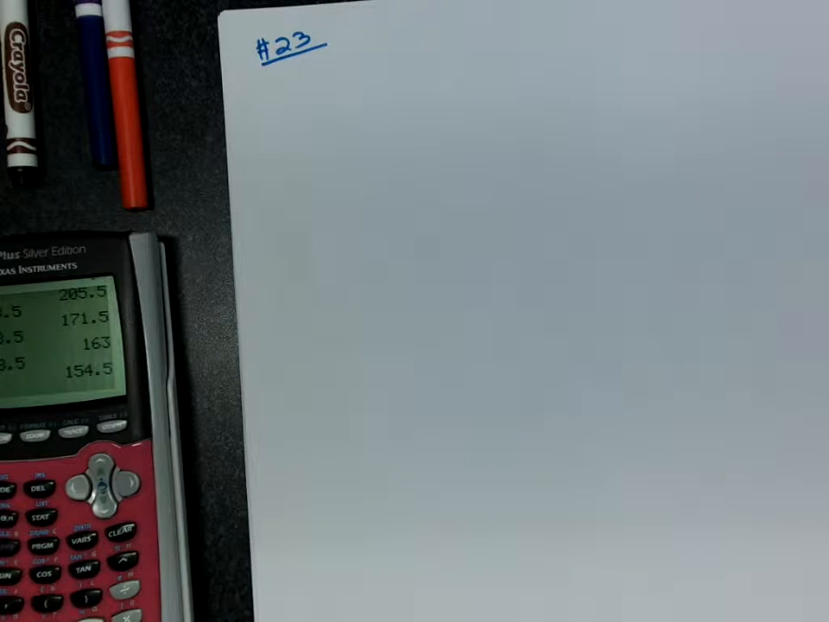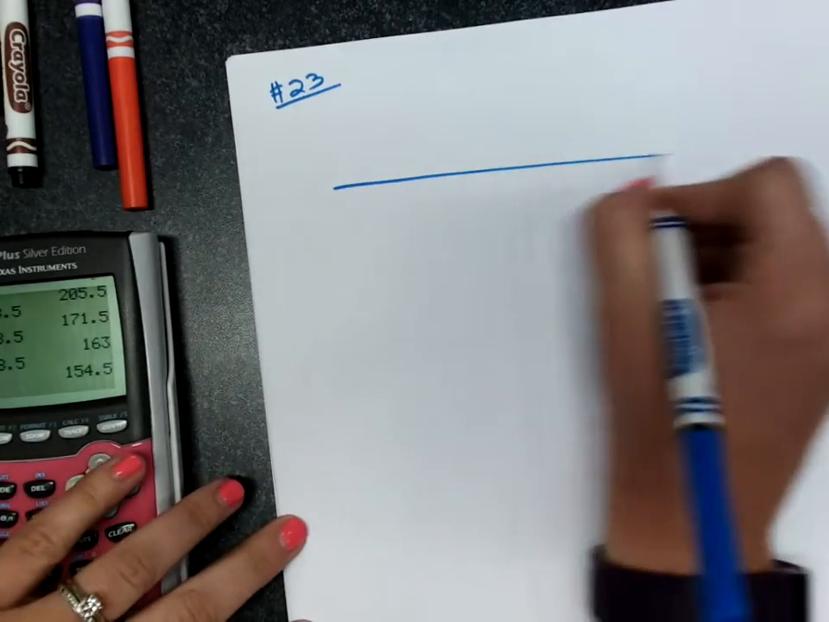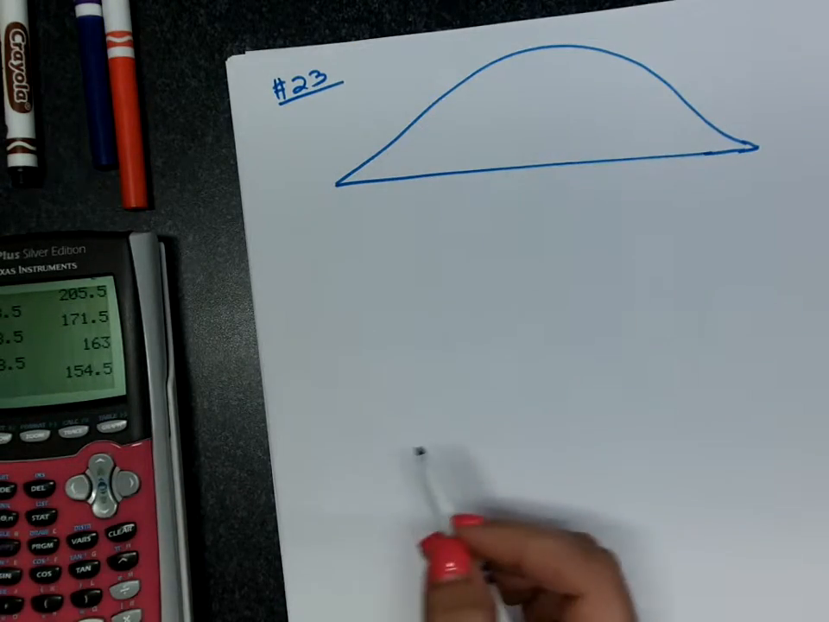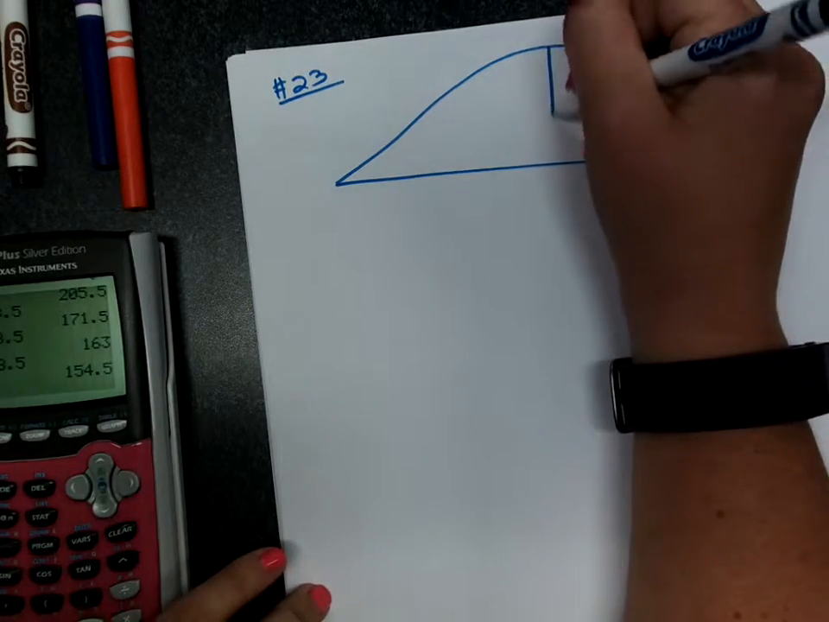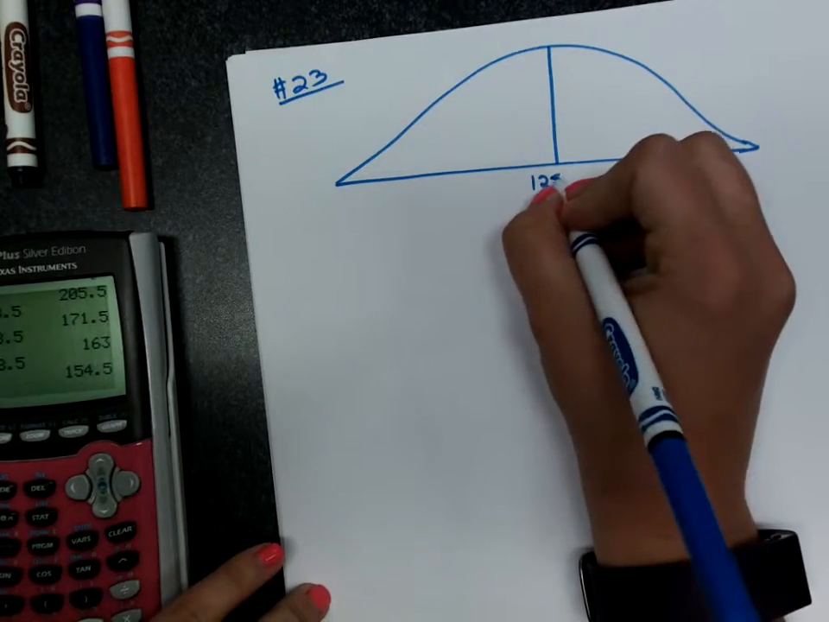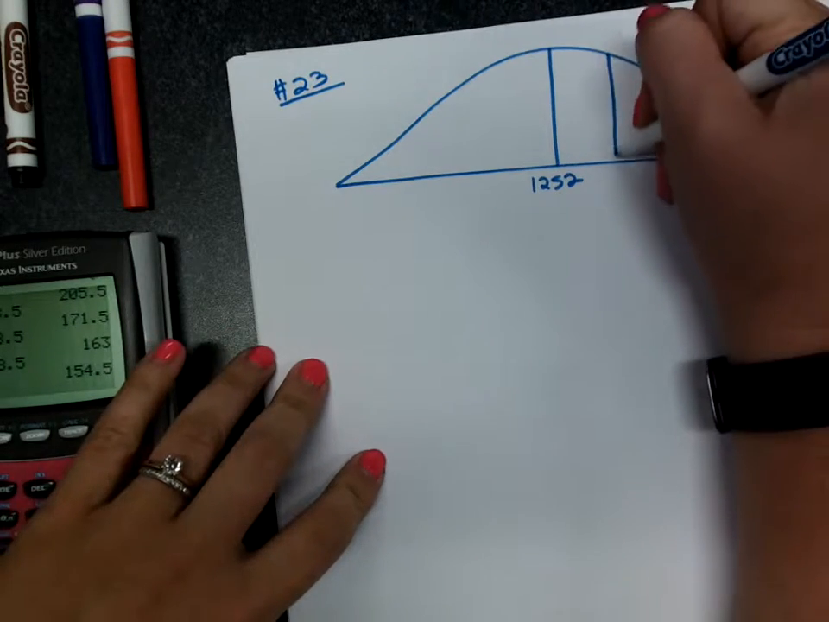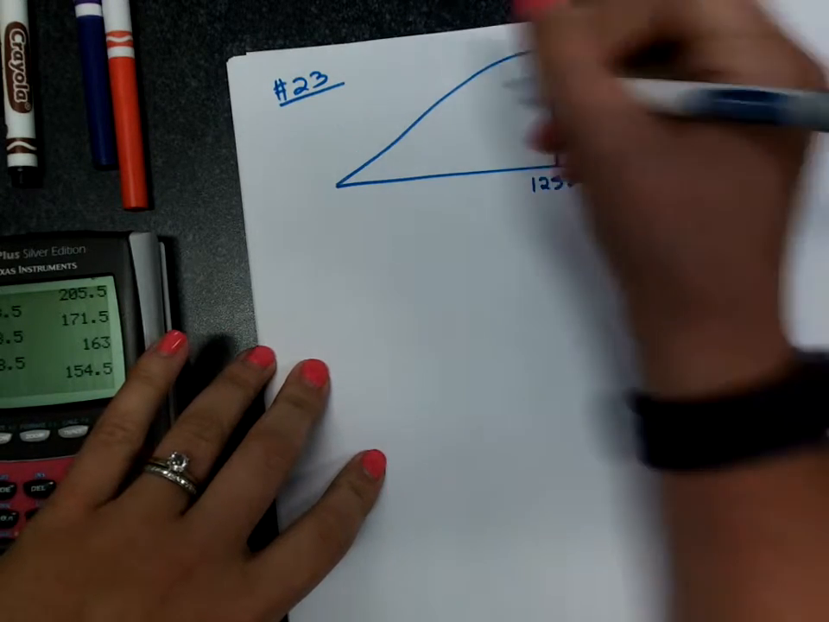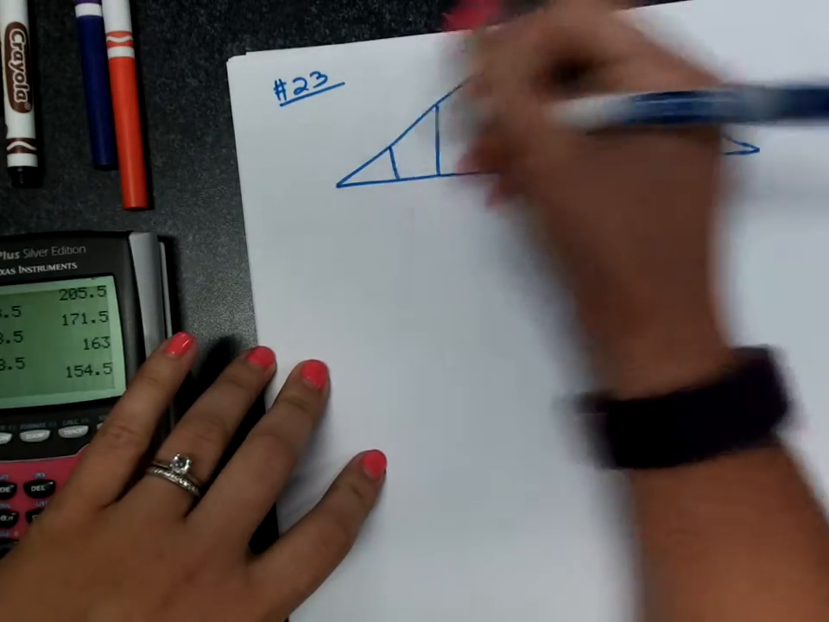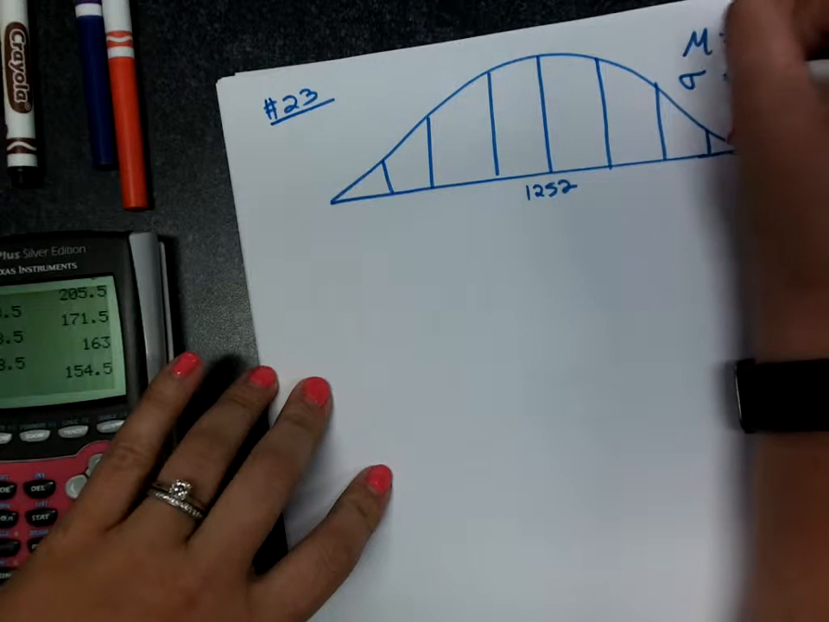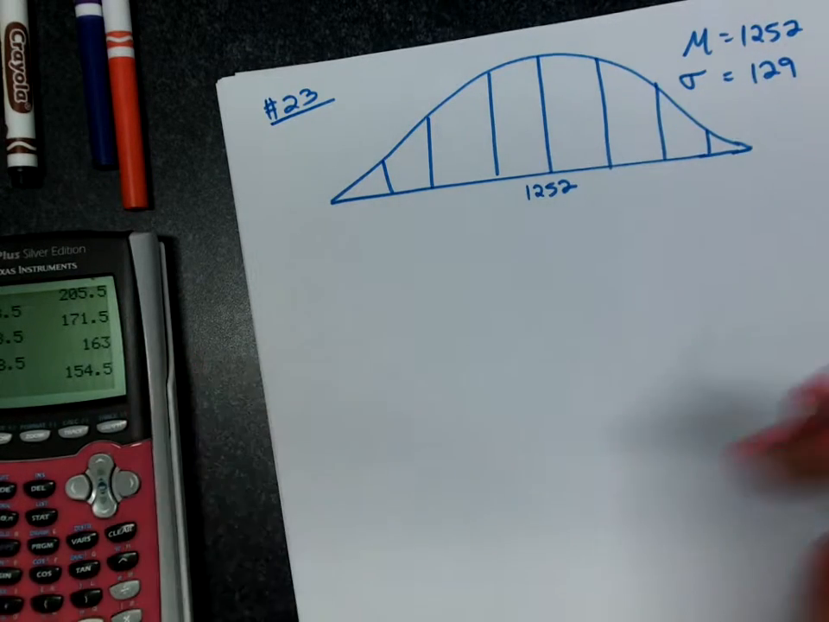So it says the number of chocolate chips in an 18-ounce bag of chocolate chip cookies is approximately normally distributed. As soon as you see the words normally distributed, you draw that nice normal curve with a mean of 1252 and a standard deviation of 129. So I'm just going to go ahead and draw out my curve. We know that my mean is 1252. My standard deviation is 129.